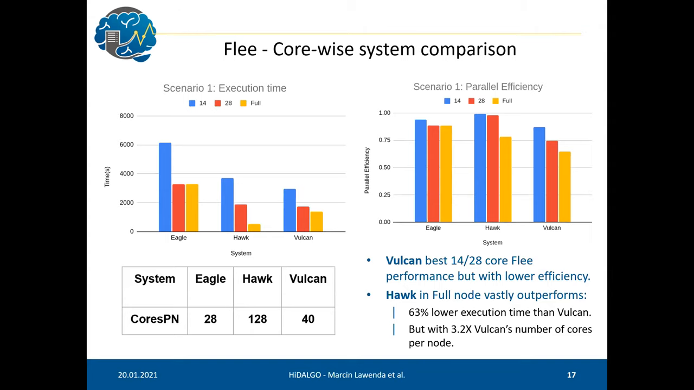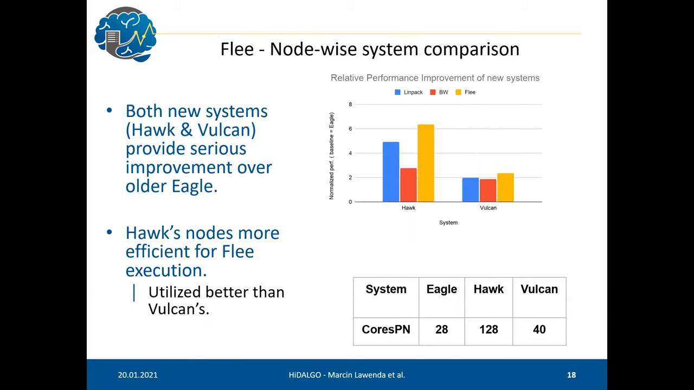In the case of the full node, of course Hawk vastly outperforms because of this number of CPU cores per node. Anyway, this is the information from the first test.